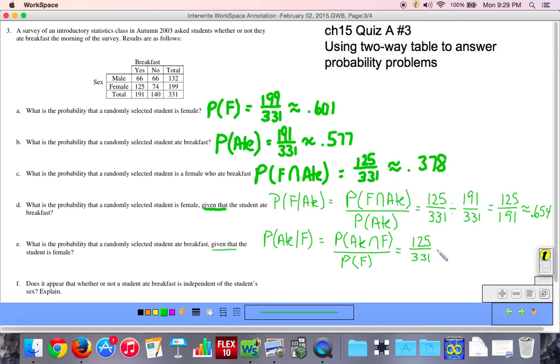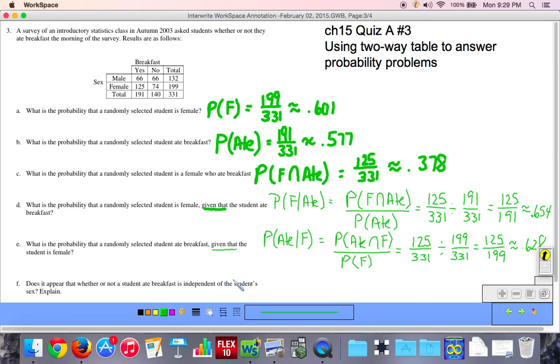Okay, and then the probability of being female was 199 over 331. And again, when we divide fractions, we multiply by the reciprocal. So the 331s would cancel out, and we'd be left with 125 over 199, which is approximately 0.628.